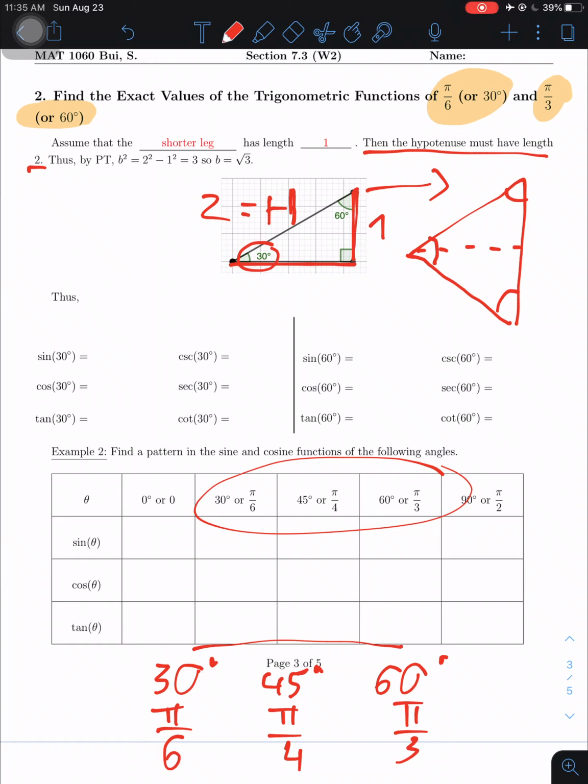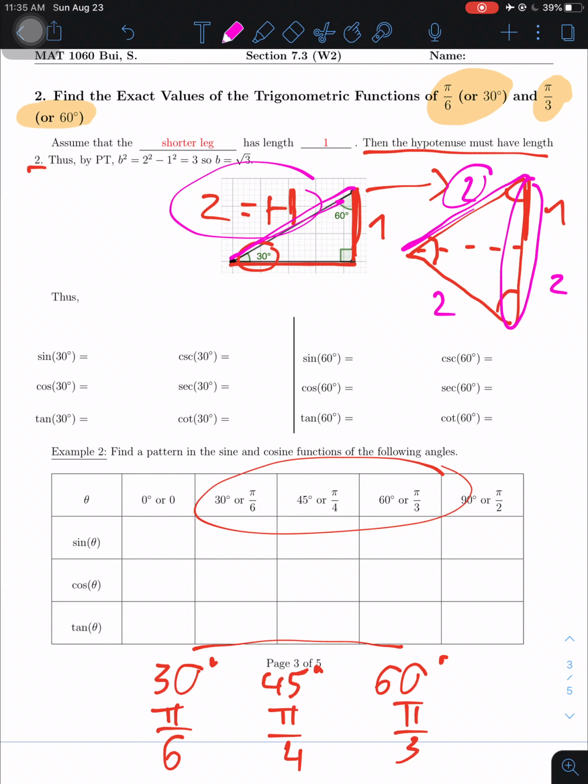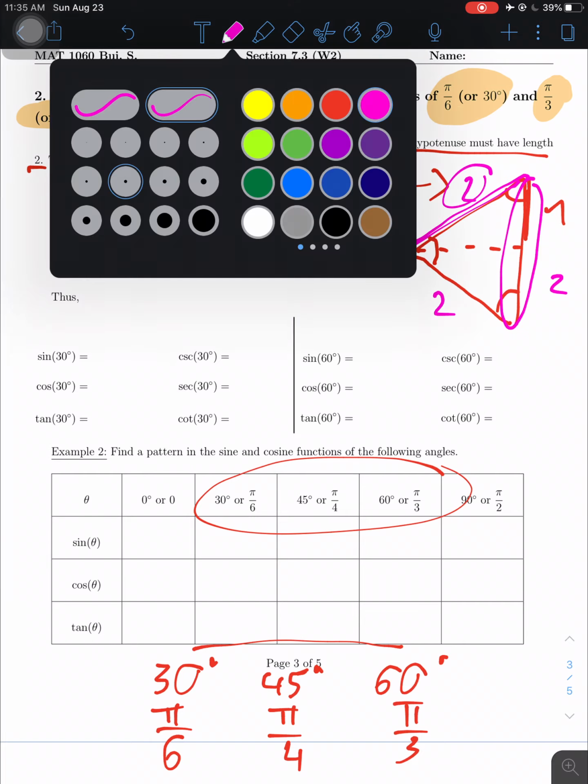Just imagine if this portion in here is 1, then this whole part in here, let me put it in pink, this whole part is 2, right? And because we're in an equilateral triangle, this is 2 and this is also 2. This is why the hypotenuse is 2, because of the position and because of the equilateral triangle. Okay? And again, in a right triangle, if we know 2 sides already, we can use the Pythagorean theorem to find the third missing side. And let's do that in here.